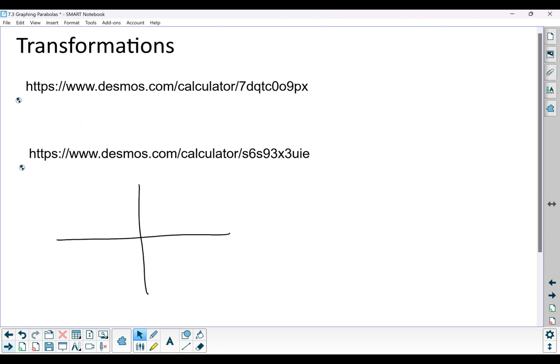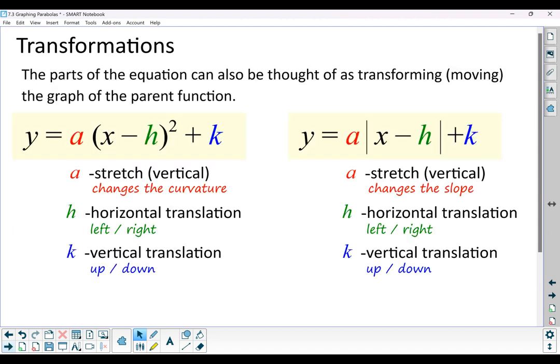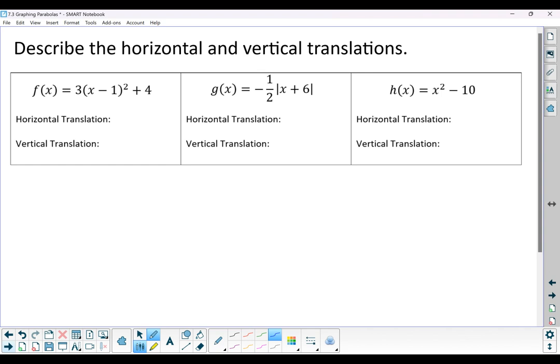So we think about our h value as our left or right translation and our k value as our vertical translation. And then our stretch, our a value, is a vertical stretch. So we want to just describe the horizontal and vertical translations that these functions have undergone. The horizontal ones are kind of tricky because of the weird sign change that happens. So one of the best ways to be successful with these is just to write down the vertex.